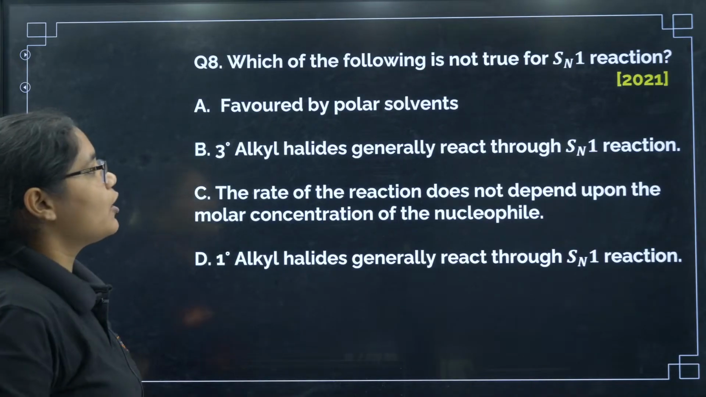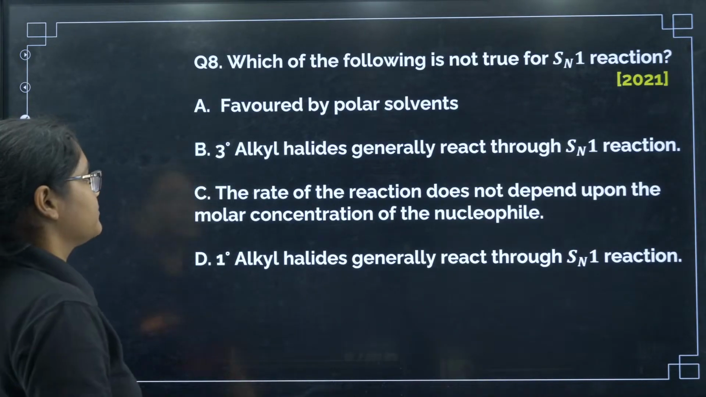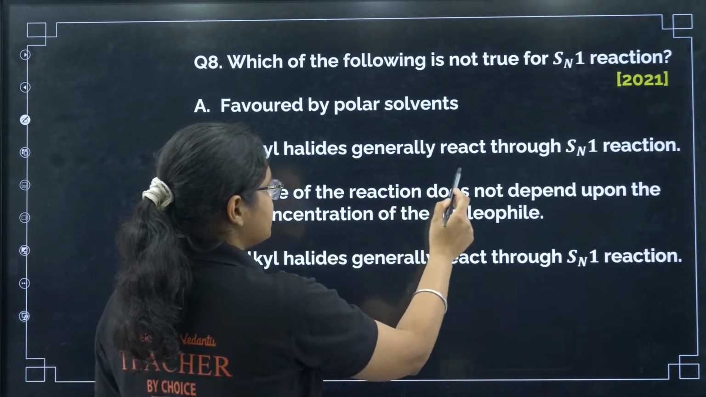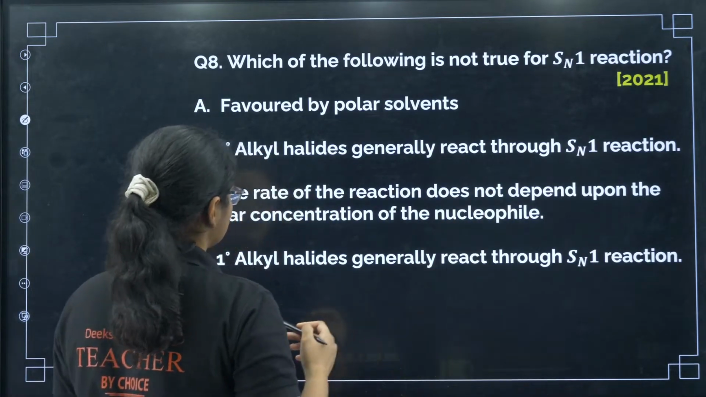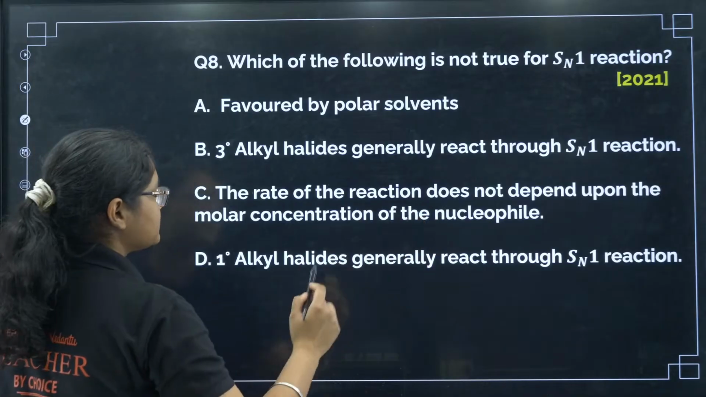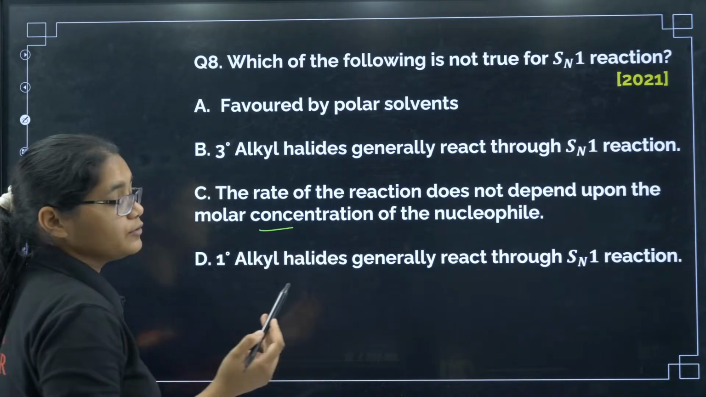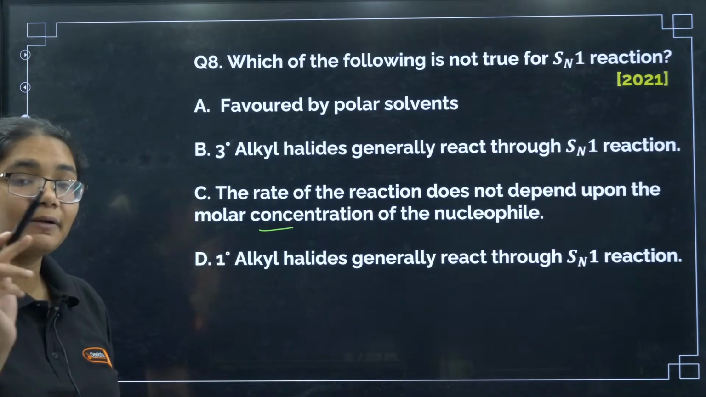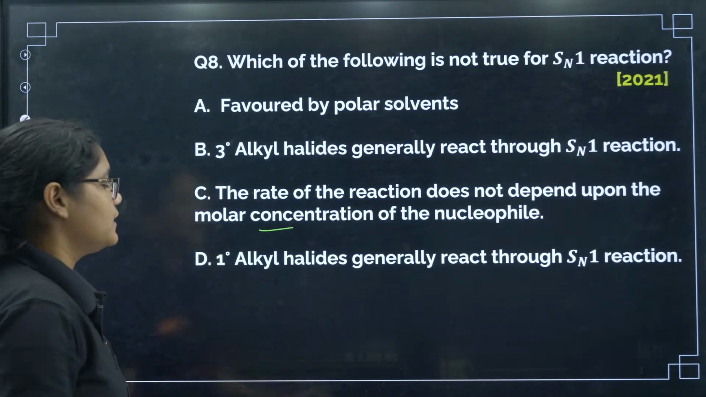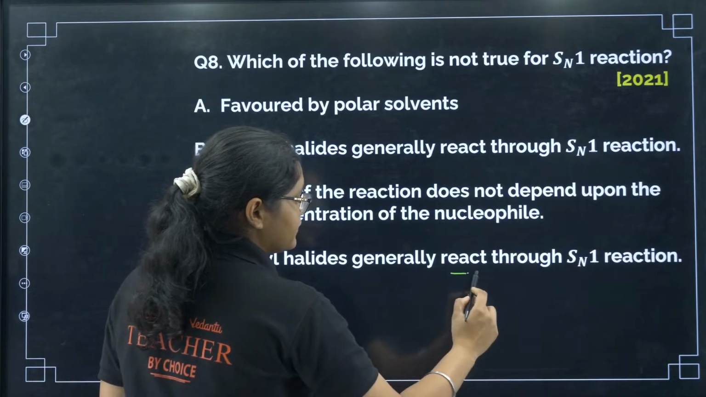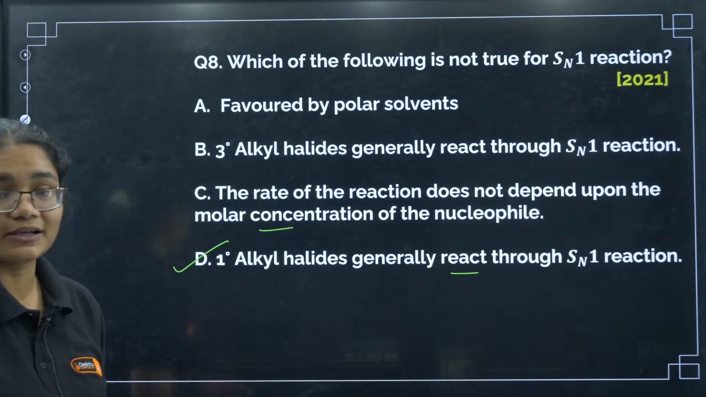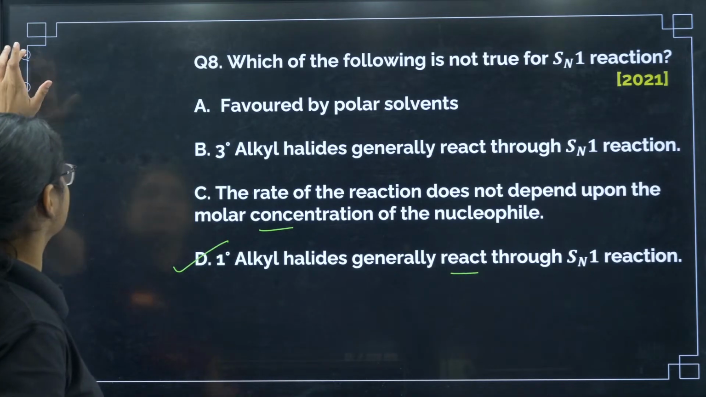Which of the following is not true for SN1 reaction? Favored by polar solvents, that is true. Tertiary alkyl halides generally react through SN1, that is also true. The rate of the reaction does not depend on the molar concentration of the nucleophile, that is also true because it is SN1 reaction, only it depends on the alkyl halide. Next, primary alkyl halides generally react through SN1, that is false because primary alkyl halides undergo reaction through SN2 mechanism.